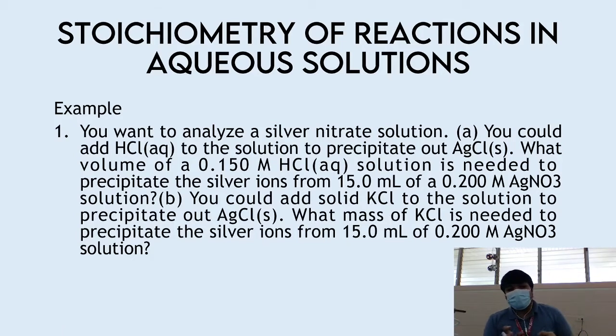So for example, number one, we want to analyze a silver nitrate solution. You could add, letter A, aqueous HCl to the solution to precipitate out silver chloride. What volume of 0.150 molar HCl is needed to precipitate the silver ions from 15.0 mL of a 0.2 molar silver nitrate solution?